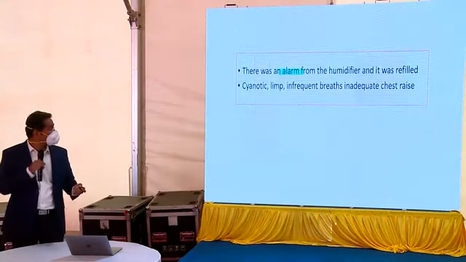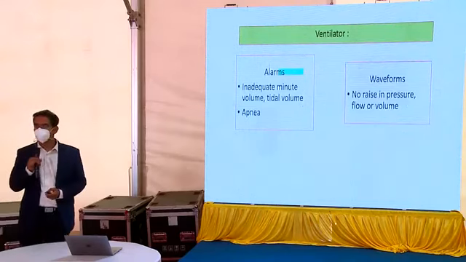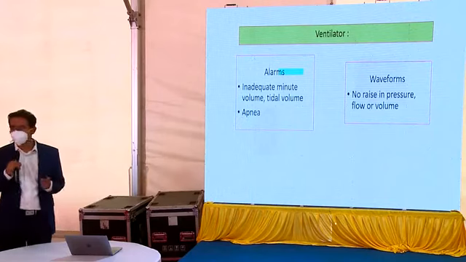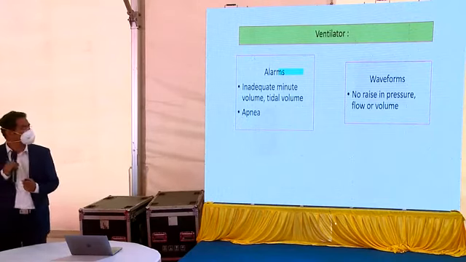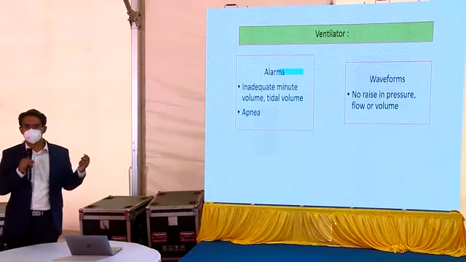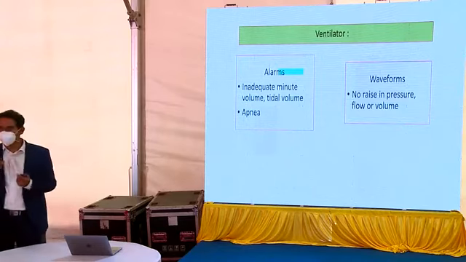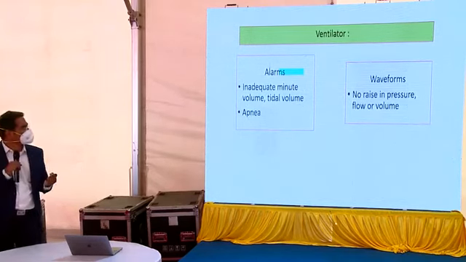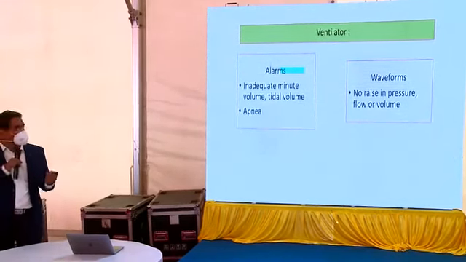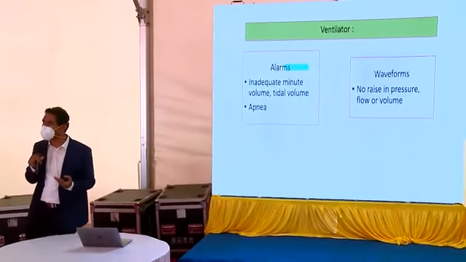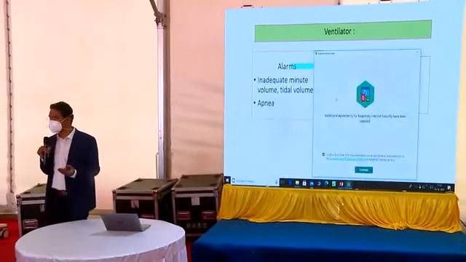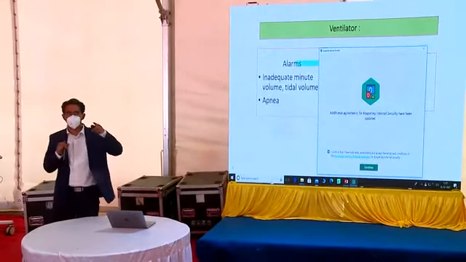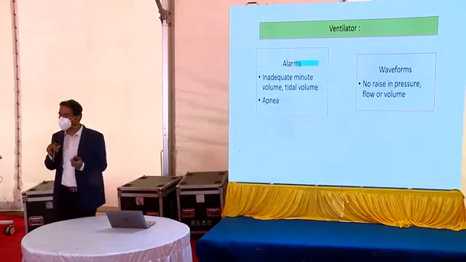And now we'll look at the ventilator. In the ventilator, you have to see two things. One is the alarms that the ventilator is giving. Second is the kind of graphics that are being displayed. The alarm says that there is inadequate tidal volume or minute ventilation and there is apnea. This is something that most of the ventilators will be able to tell you. And when you look at the waveforms, there is no rise in pressure, flow or volume. Remember the waveforms that were shown to you: when you look at the scalar, the pressure has to rise over time, and so do the flow and the volume. None of these things are happening.